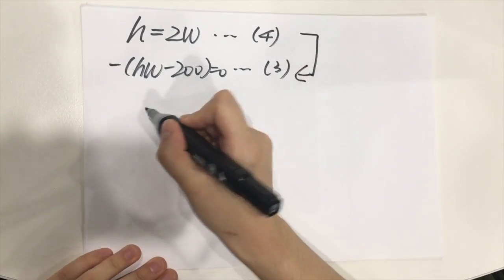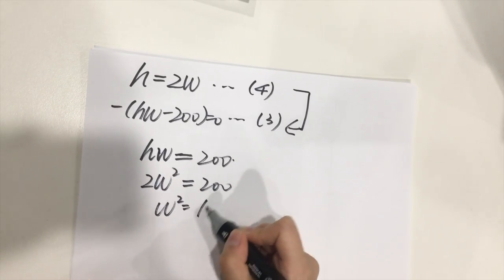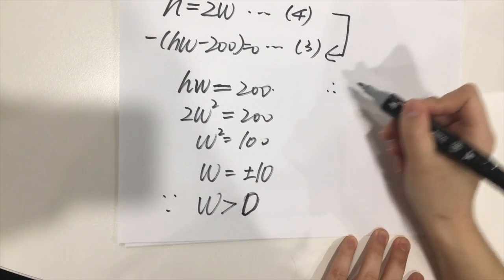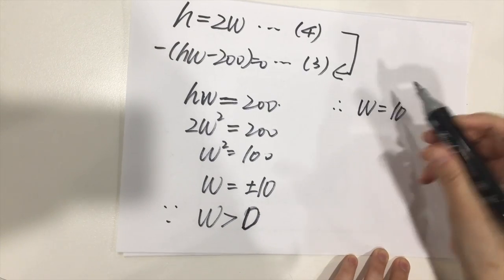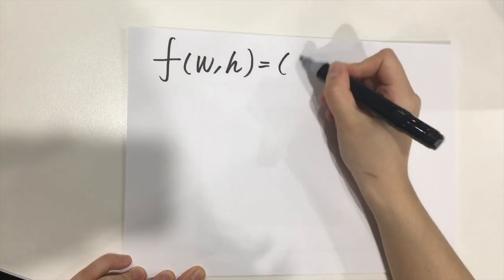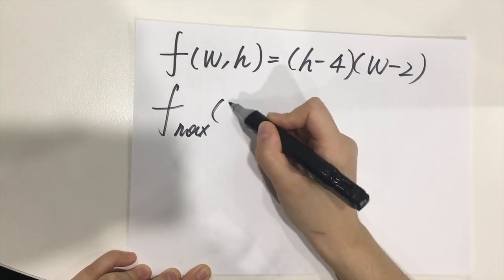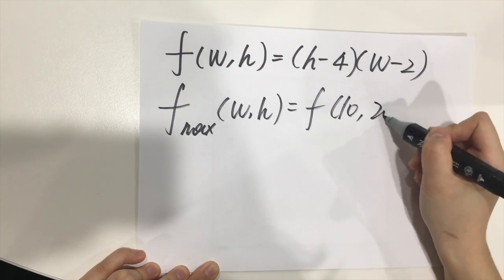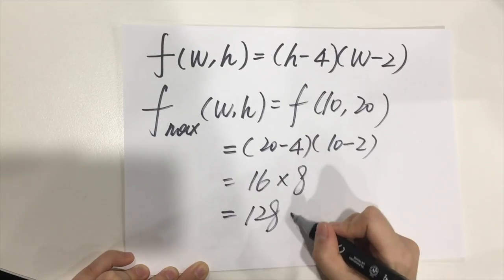Next, we substitute equation 4 into equation 3, so we can get 2w squared equals 200. So we can get w equals positive 10 or negative 10. Because w is greater than 0, w is equal to 10 meters and h is equal to 20 meters. Because f(w,h) is equal to (h minus 4) times (w minus 2), f maximum is f(10,20). So the maximum dimension of green area is equal to 128 square meters.